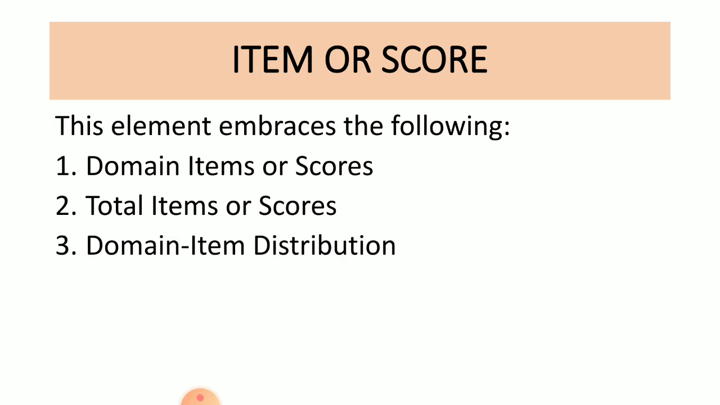Then, we have the domain item distribution. This is the specific items distributed in each domain of every topic or lesson per assessment type. And lastly, the total domain score. So this is the total maximum score allotted in each domain of every topic or lesson and assessment type. So those are the three basic elements of table of specification.